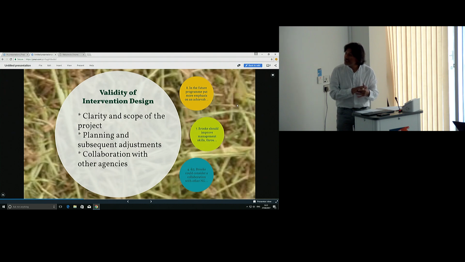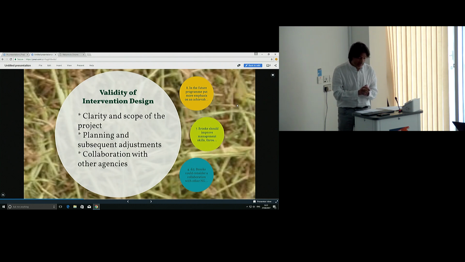Planning and subsequent adjustments. One of the main observations here is that we have annual planning, and within this planning we also have internal changes. That is something that we came up with at first. And in Nicaragua specifically, because of the link between the head of the project and the manager here, there was a kind of mismatch, so that was the issue of planning.